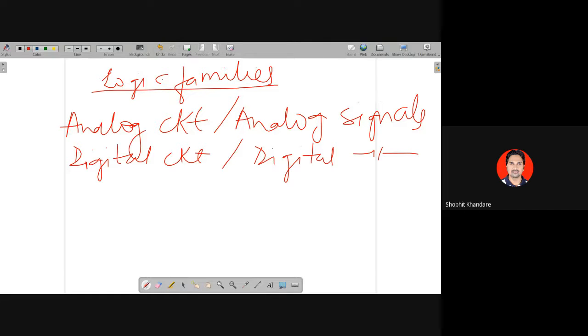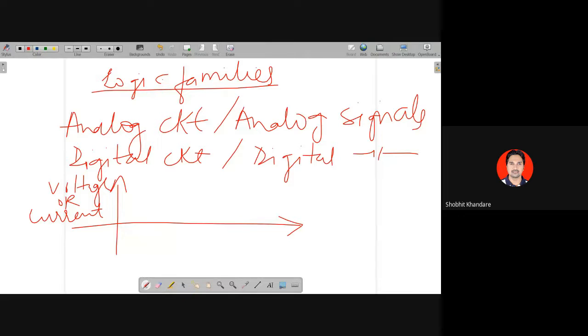Okay, in simple terms, I will explain the analog signal. This can be drawn with respect to an x-axis and a y-axis. On the y-axis, you can have voltage or current, and on the x-axis, you can have time. Whenever you plot an analog signal, it will be voltage versus time or current versus time, and it will be in continuous form. So I will have a continuous waveform.